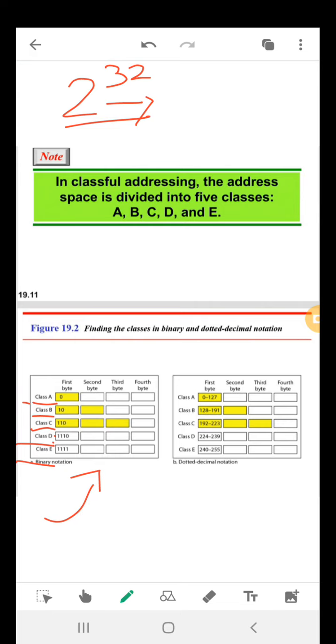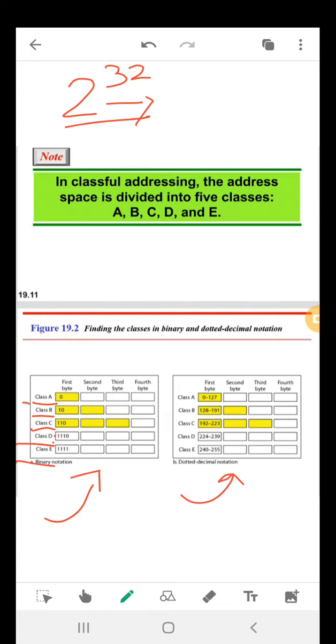That representation is for binary notation, but in dotted decimal notation, if the first octet or the first byte of the IP address is in the range of 0 to 127, then the IP address belongs to class A. If it is in the range of 128 to 191, then it belongs to class B. If it is in the range of 192 to 223, then it is in class C. If it is from 224 to 239, then it is in class D. And if it is from 240 to 255, then it is in class E. So these 5 classes include all these 2 raised to power 32 IP addresses.